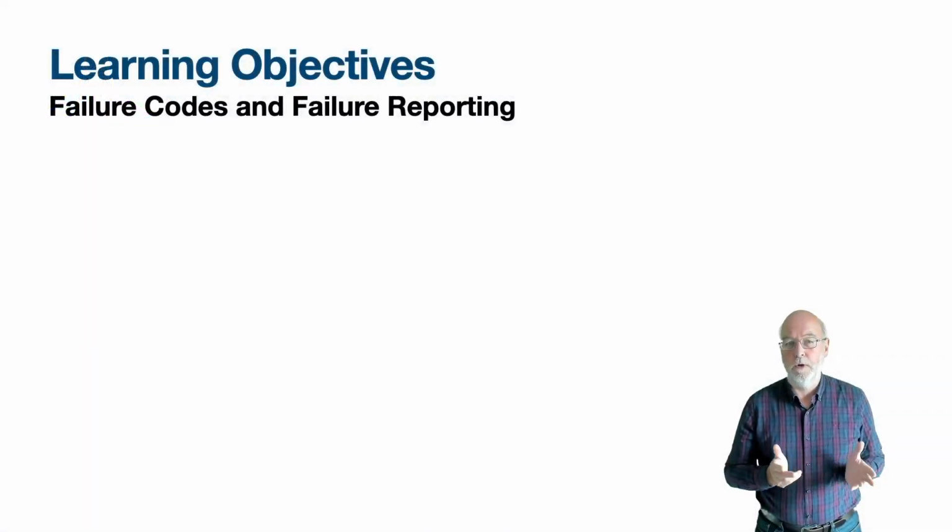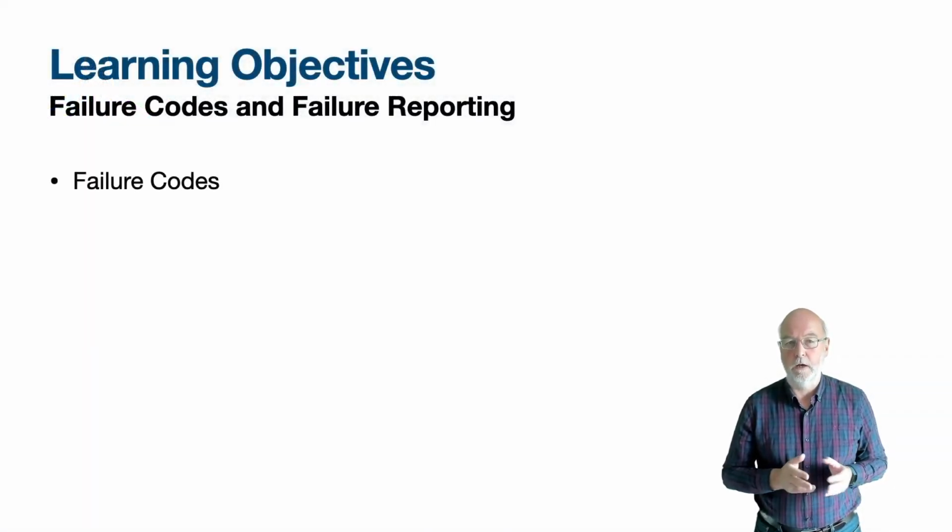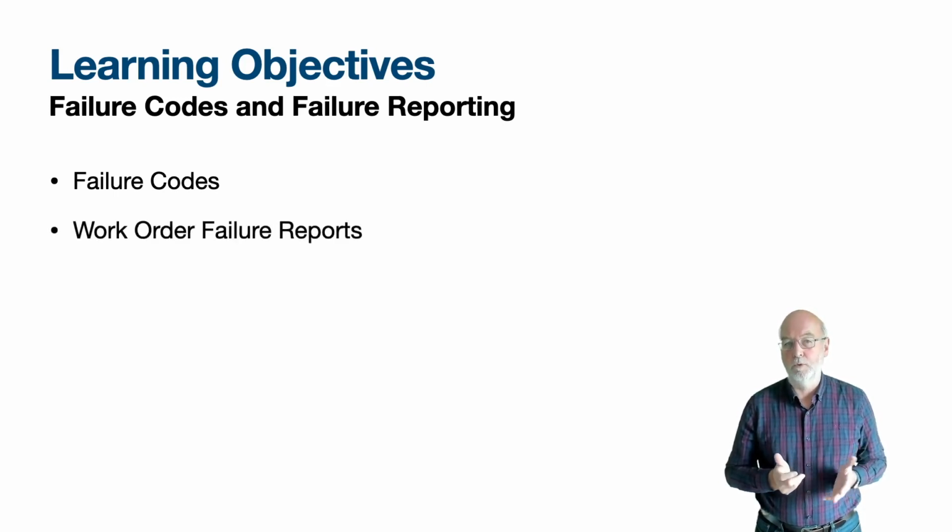The Assets module has an application called Failure Codes, which is where you define a hierarchy of codes that you then later use on a work order when you make a failure report following a breakdown of an asset. In the section on work order failure reports, we will also discuss the pop-up dialog to alert you when Maximo detects a problem that has already been reported.